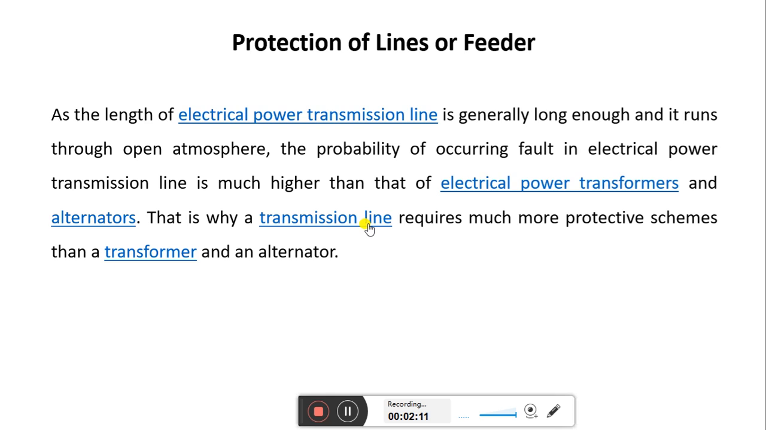The same thing is defined here: as the length of an electrical power transmission line is generally long and it runs through the open atmosphere, the probability of a fault occurring in an electrical power transmission line is much higher than that of electrical power transformers and alternators. That is why a transmission line requires much more protective schemes than a transformer and an alternator. So, as we have discussed, compared to the alternator, transformer or generators, the distribution and transmission lines must be given more security than these equipments.